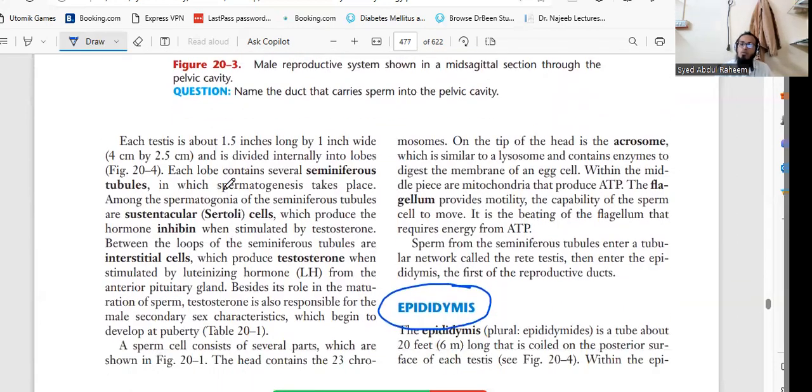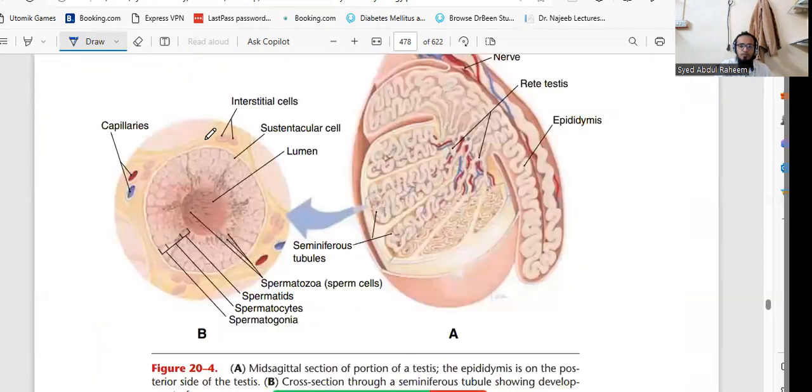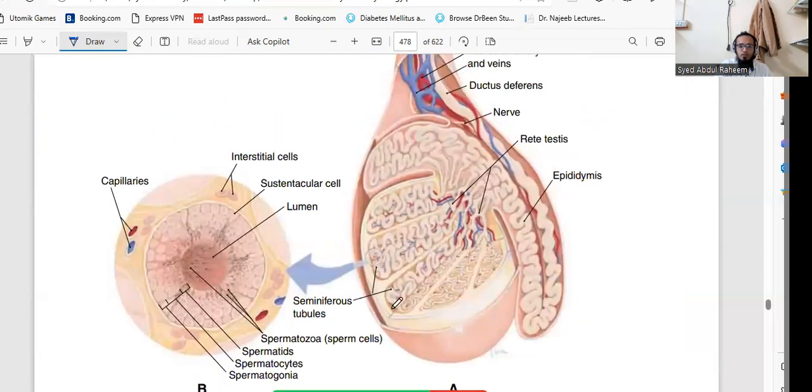Each testis is about 1.5 inches long by 1 inch wide, and it is divided internally into lobes. Here you have a very good picture of the testis, and then we have the lobes.